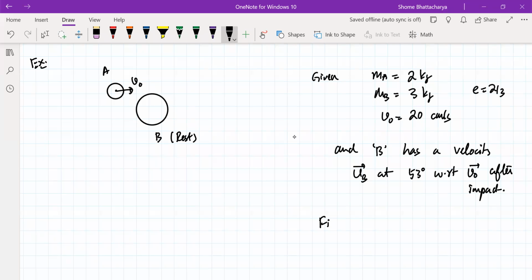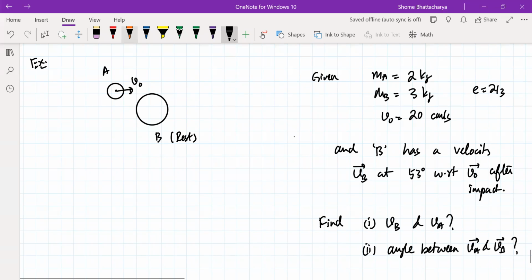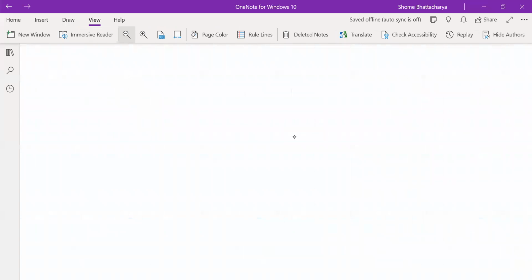So we want to find the magnitudes of VB and VA after impact, and we also want to find the angle between the two vectors. And this time we can be pretty sure that it will not be 90 degrees, because those conditions are not satisfied. Neither the masses are equal nor the coefficient of restitution is 1.